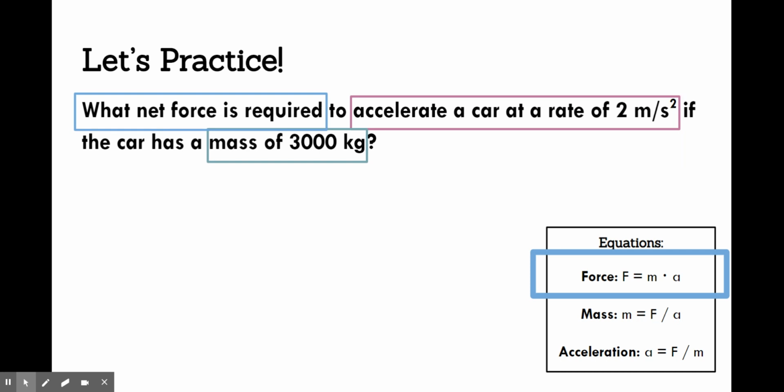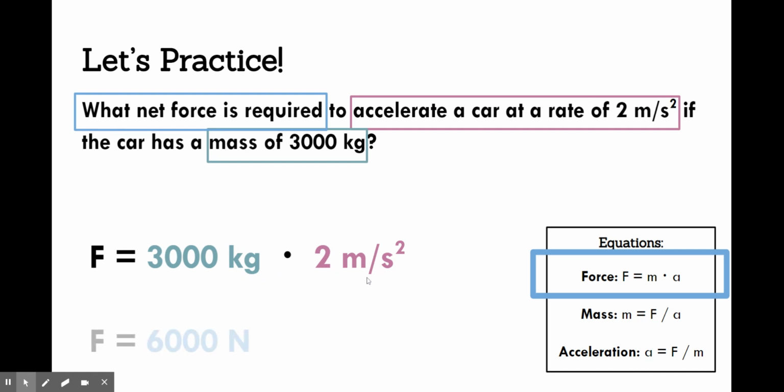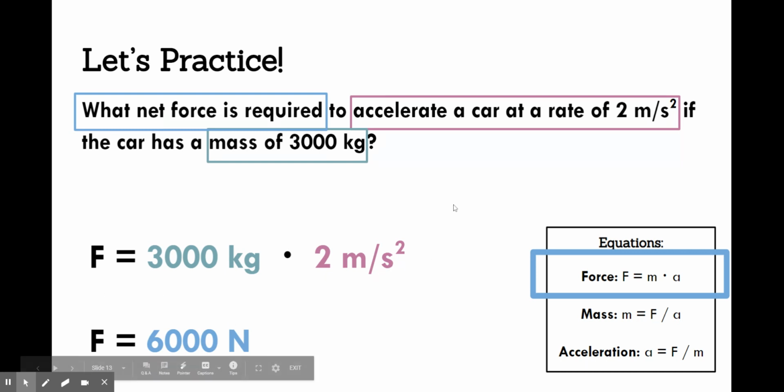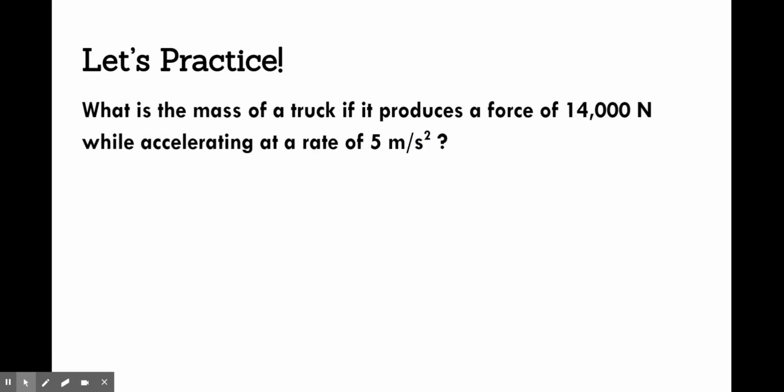I know that's acceleration. So I plug in my numbers here using my formula, mass of 3,000 times an acceleration of 2, and that gives me 6,000 newtons. And I used a calculator for this, so don't be scared. You can use a calculator. Here's another one. Pause the video to practice and then press play to check your answer.